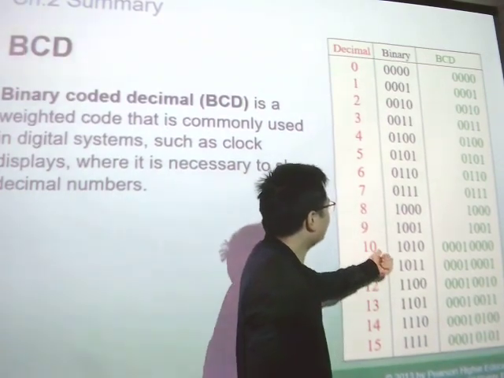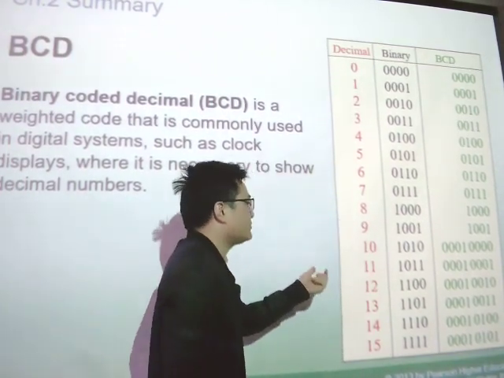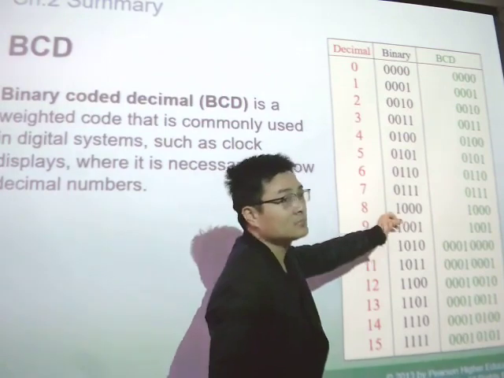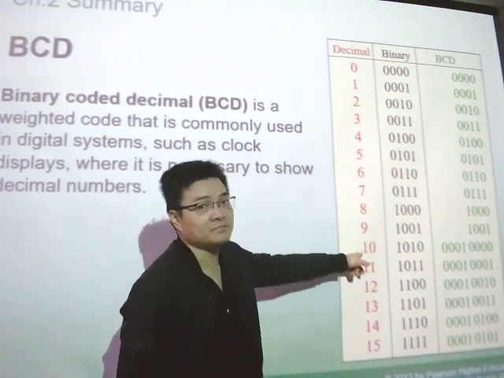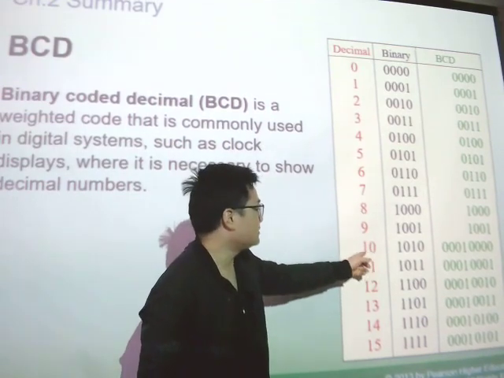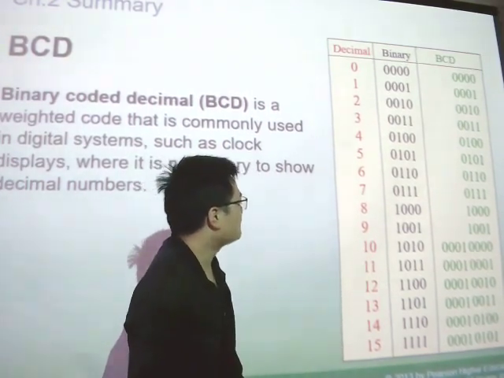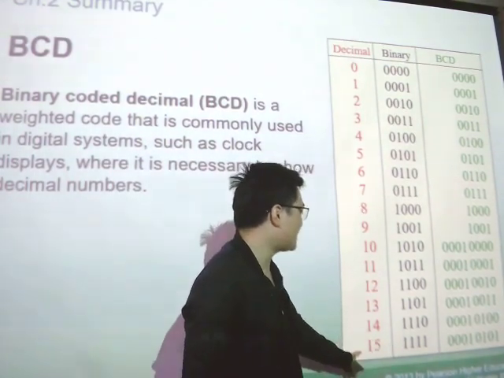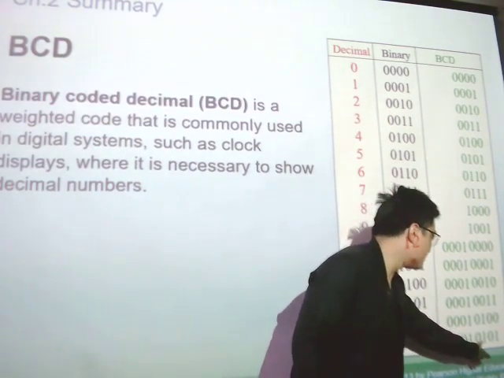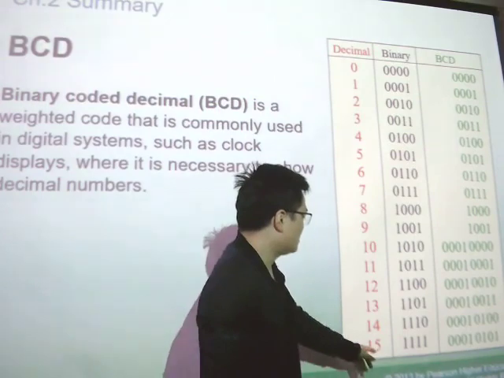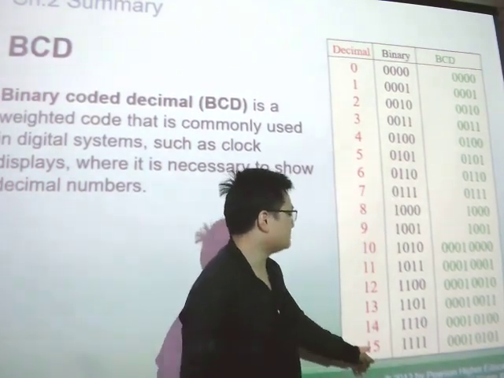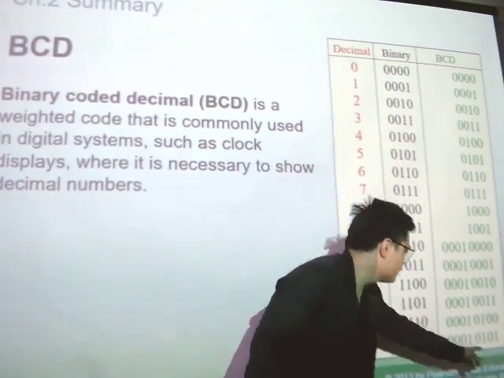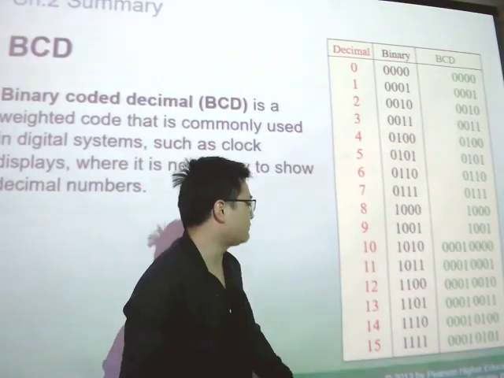So 10 should be represented by 0001 and 0000, because there are 2 decimal digits. And 15 should be represented by 0001 0101. 0001 equals 1 and 0101 equals 5, because 4 plus 1 equals 5.